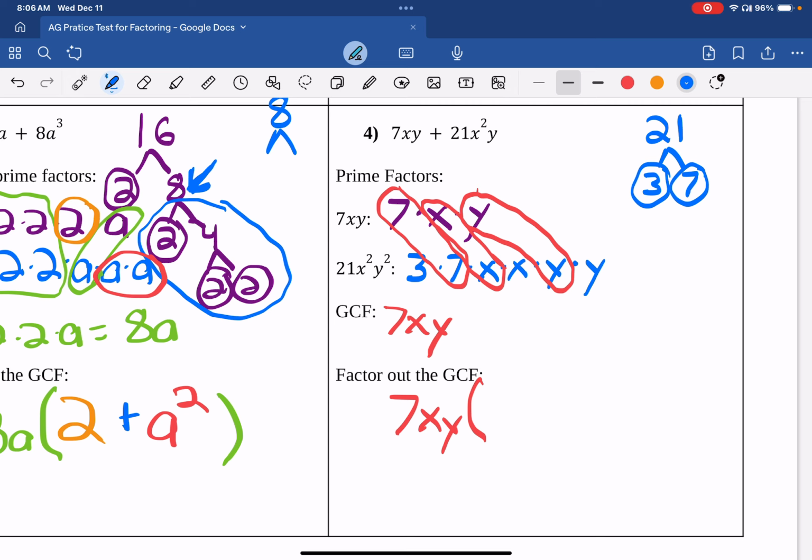For 7xy, we used all of the factors. There are no leftovers, but we need to put that 1 there in order to multiply something by 7xy to get 7xy. So we use a 1 as a placeholder. And then our leftovers for 21x squared y are 3xy. I should use a different color here. 3xy. There you go. 3xy.